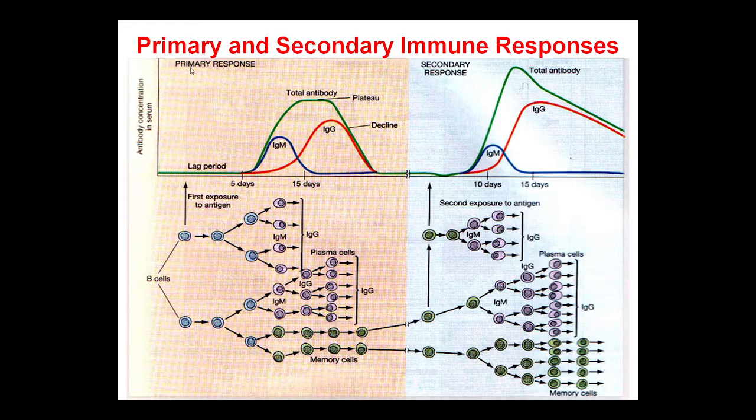Here in this scheme, you see a scheme of the primary and secondary immune response development. In the upper part, you see curves that reflect the concentration, on the vertical axis, of the antibodies of the two classes, immunoglobulin M and immunoglobulin G, and a green curve that displays the total concentration of both these antibodies. What is happening on the level of cells?